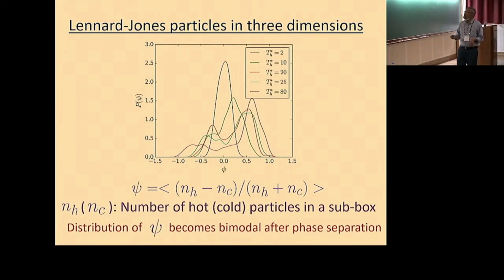For a homogeneous system, the distribution will be peaked around 0. Half of the particles are hot and half of the particles are cold. But as soon as there is a phase separation, this distribution will acquire some kind of bimodal structure. The value of TH, the temperature of the hot particles, at which the original peak breaks up into a bimodal structure can be identified as the value of TH at which phase separation occurs. And so using that, one gets some kind of a phase diagram.